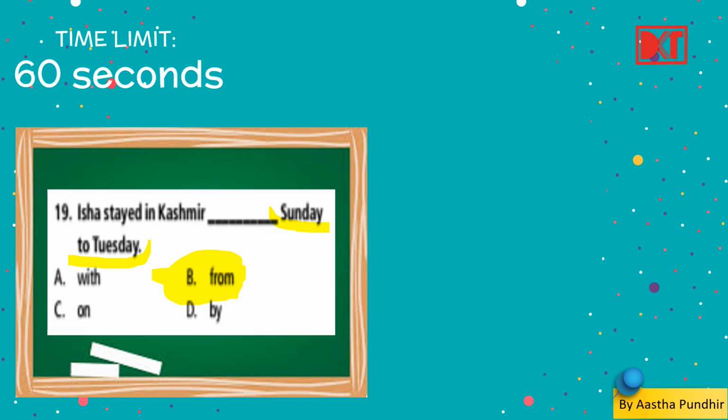Okay, then the others. With is used to show togetherness. On can be used for a designated date or day, or to tell about the surface of something. Then by can be used when we have to tell about means or methods.